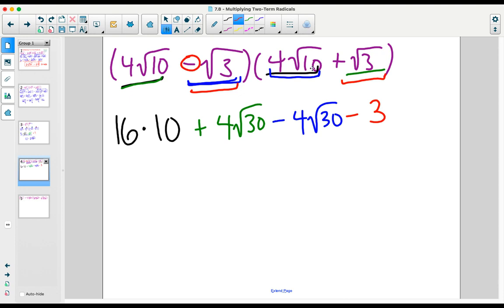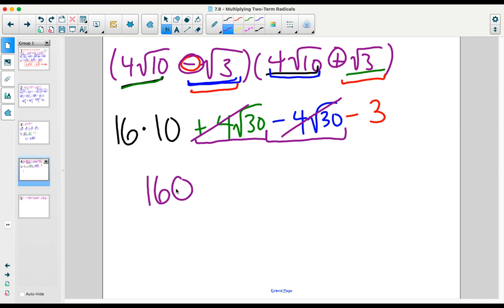I mentioned at the beginning that you're going to see something interesting happen. Here's that interesting thing. These two terms will knock each other out. They are opposites of one another. That is a product of this sign being different than that sign and the two terms in the two expressions being the same. So these two will go away, leaving us with the 160 from the first multiplication minus the 3 from the last multiplication for a grand total of 157.